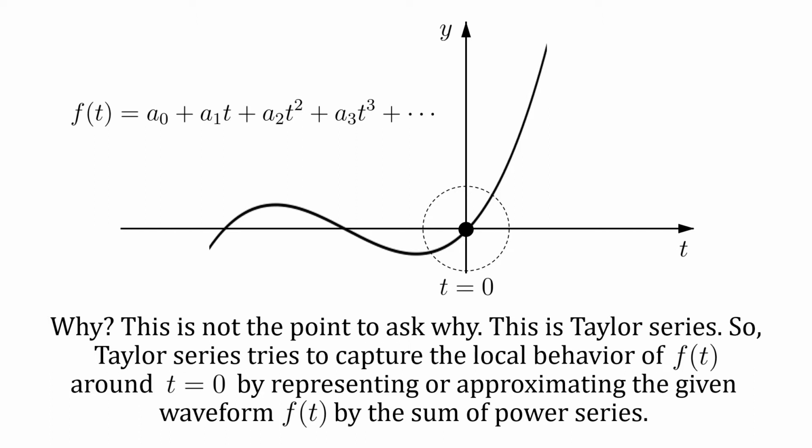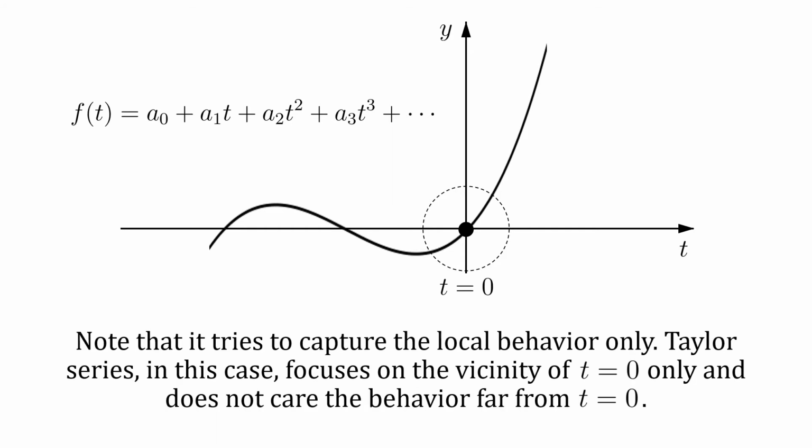Why? This is not the point to ask why. This is Taylor series. So, Taylor series tries to capture the local behavior of f of t around t equals 0 by representing or approximating the given waveform f of t by the sum of power series. Note that it tries to capture the local behavior only. Taylor series, in this case, focuses on the vicinity of t equals 0 only and does not care the behavior far from t equals 0.